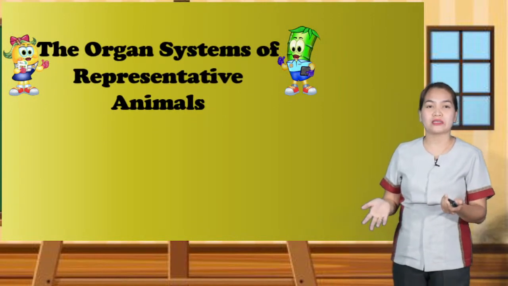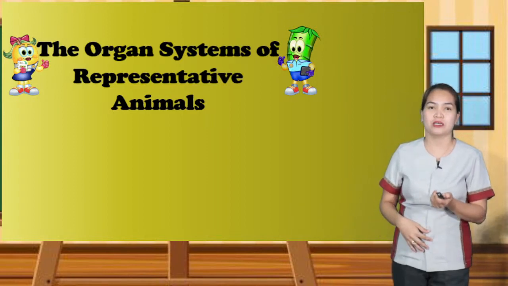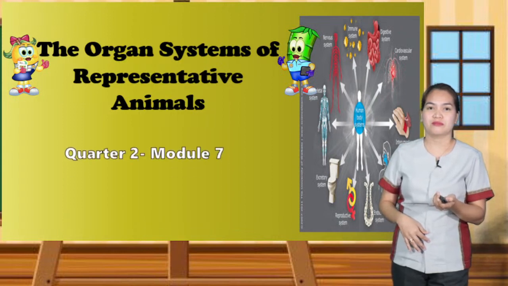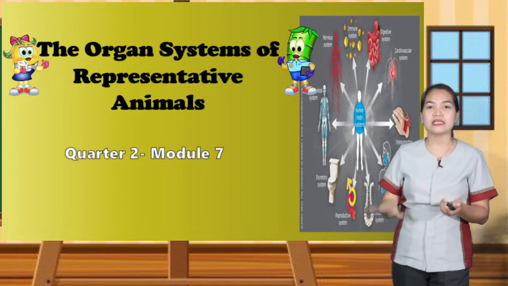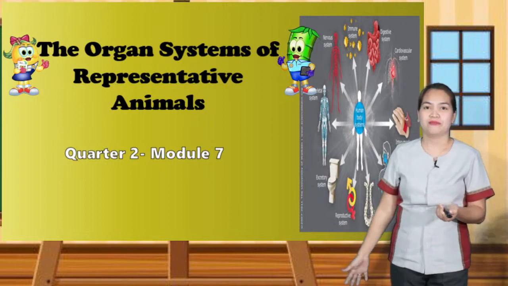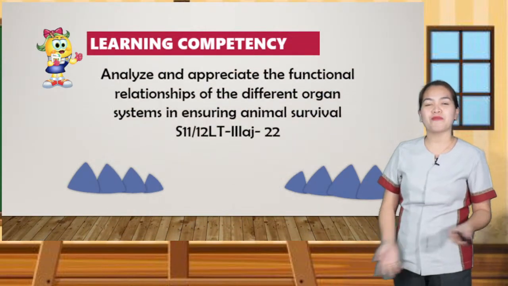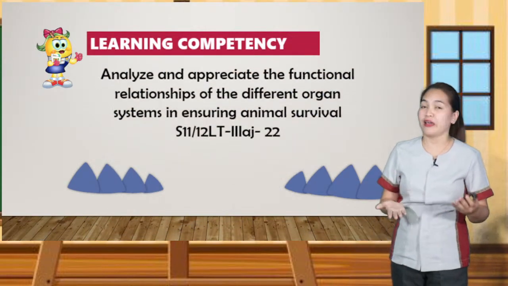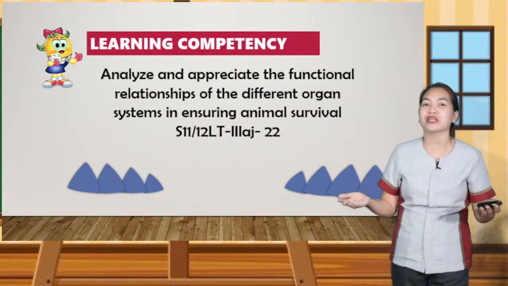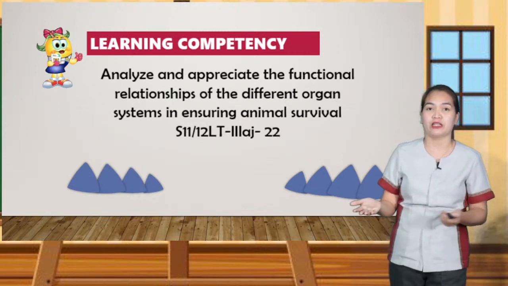Okay, so the topic that we will be having is the organ systems of representative animals. So again, this is quarter 2, module 7. Alright, so at the end of this lesson, you should be able to analyze and appreciate the functional relationships of the different organ systems in ensuring animal survival.